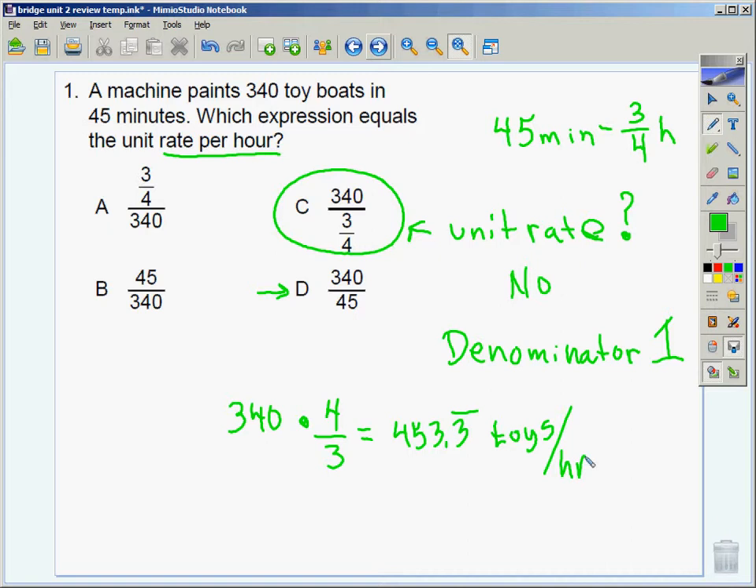That seems about right. Doesn't it look about right? If they could do 340 in 3/4 of an hour, they're going to do more than that in a full hour. So it looks about right. Everybody with me? Yeah. Questions on number one?